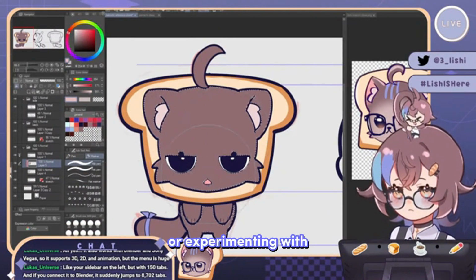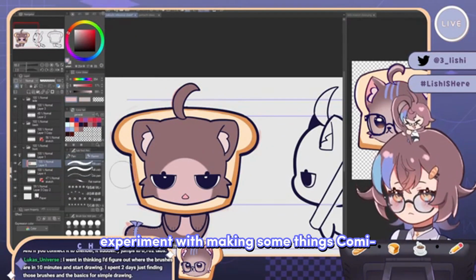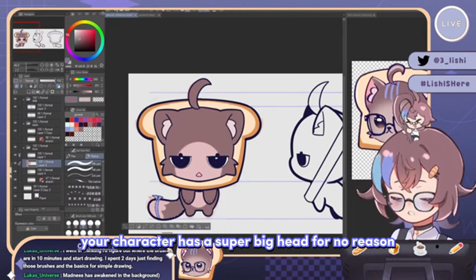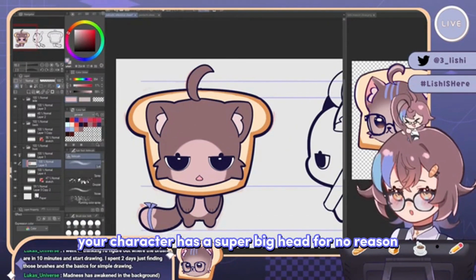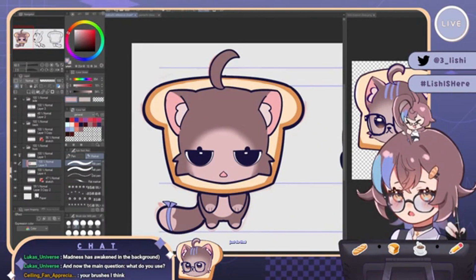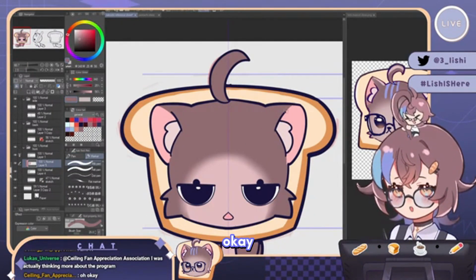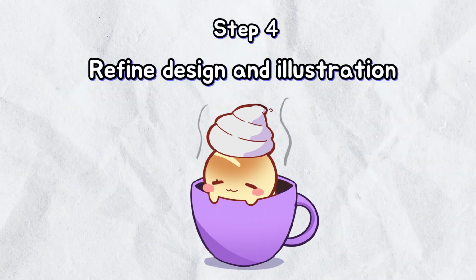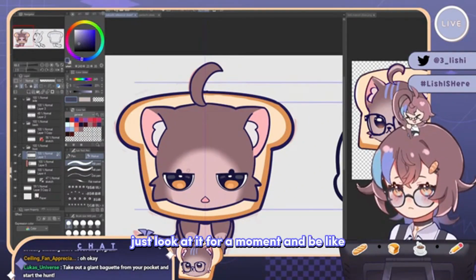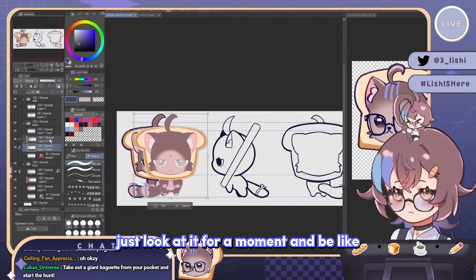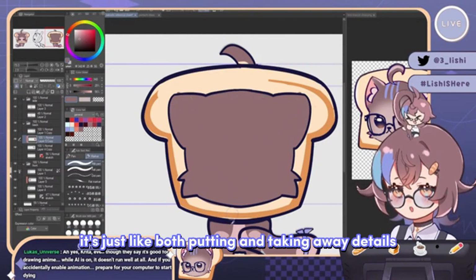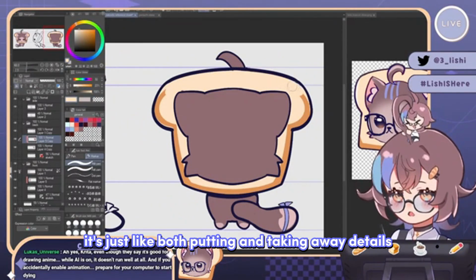So experiment with making some things comically large. Like for example, your character has a super big head for no reason or super big tail. And that can be very cool. Just do that. Okay. Step 4. Refine, designing, illustration. Once you've finished deciding what you want to do, just look at it for a moment and be like, are these details necessary? By refining, it's both putting and taking away details.